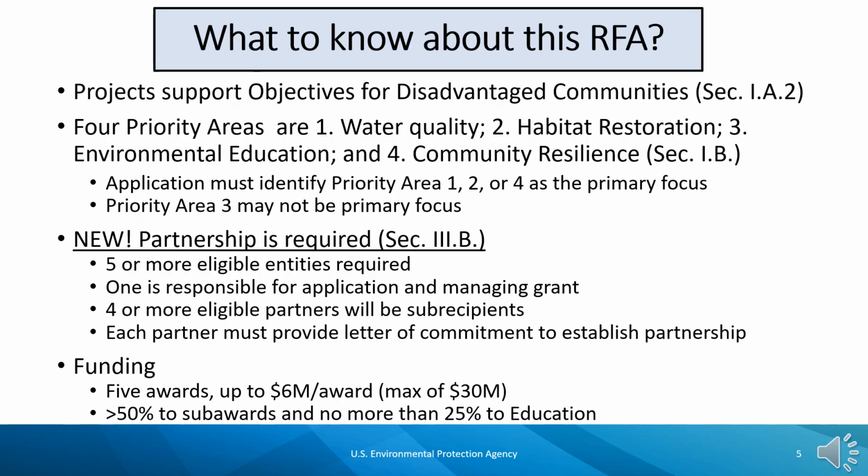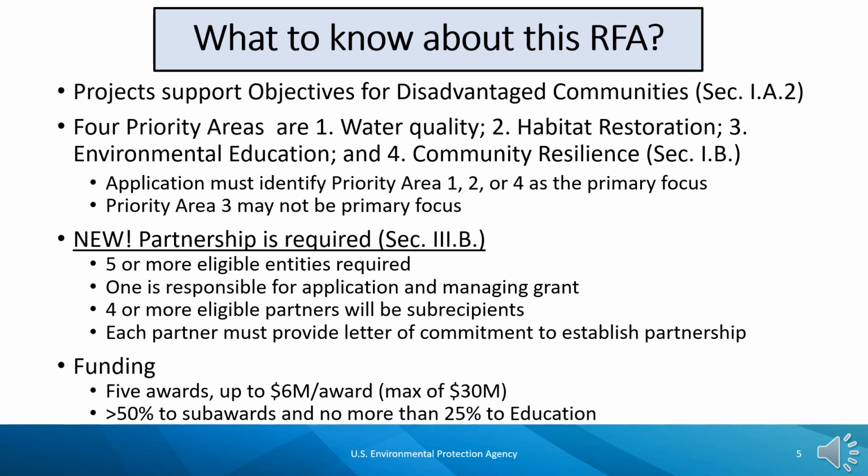So what to know about this RFA? This RFA seeks to fund project activities in disadvantaged communities, and that also supports GMD's objectives for disadvantaged communities in Section 1A2 of the RFA. Projects must also have activities that support at least one of GMD's 4 priority areas. They are 1. Water quality improvement, 2. Protect, enhance, or restore habitat, 3. Environmental education, or 4. Strengthen community resilience. See Section 1B of the RFA for additional information.